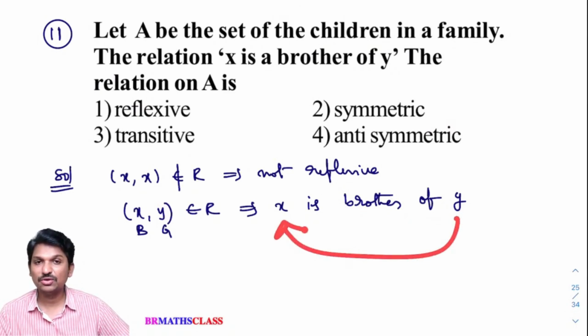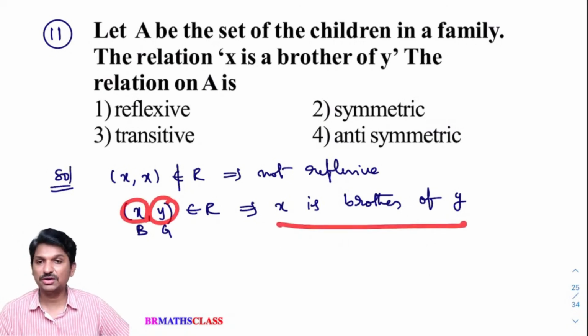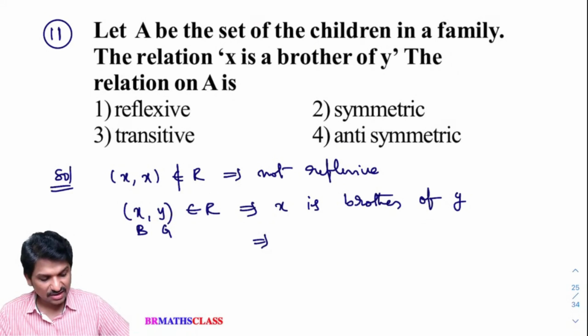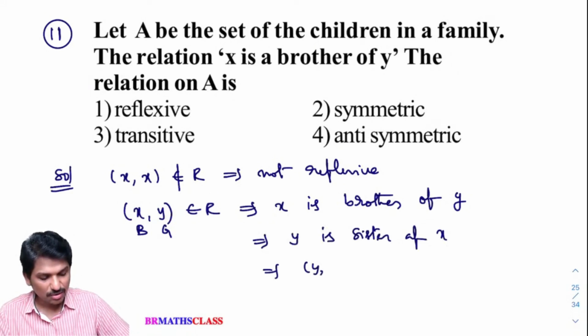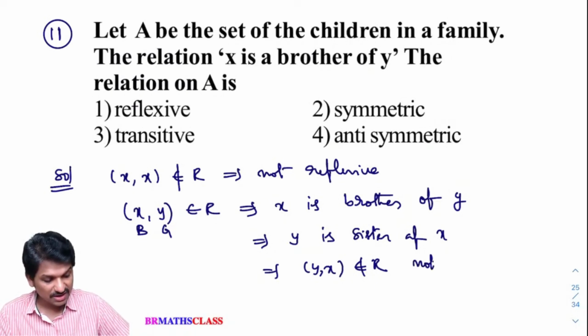I hope you got this point. When both are boys, then this is correct: x is a brother of y, y is also a brother of x. But if x is a boy and y is a girl, that means x is a brother of y, and y is a sister of x. From this we can say that (y, x) does not belong to this relation. So this relation is not symmetric. By mistake, many students may suppose that it is symmetric. It is not symmetric. Here you observe, not symmetric.